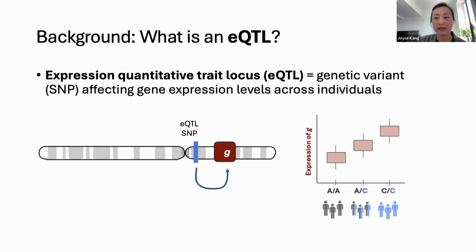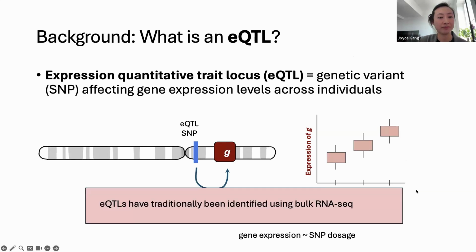That brings me to the concept of an eQTL, which you may be familiar with already, but I'll review it. An eQTL, or expression quantitative trait locus, is basically a genetic variant that affects gene expression levels, so another name for these regulatory effects. You can see there's a blue eQTL here that affects the expression levels of this red gene G, where individuals who have, say, 2 copies of the C allele will have higher expression of G compared to those with 1 copy or 0 copies, as an example.